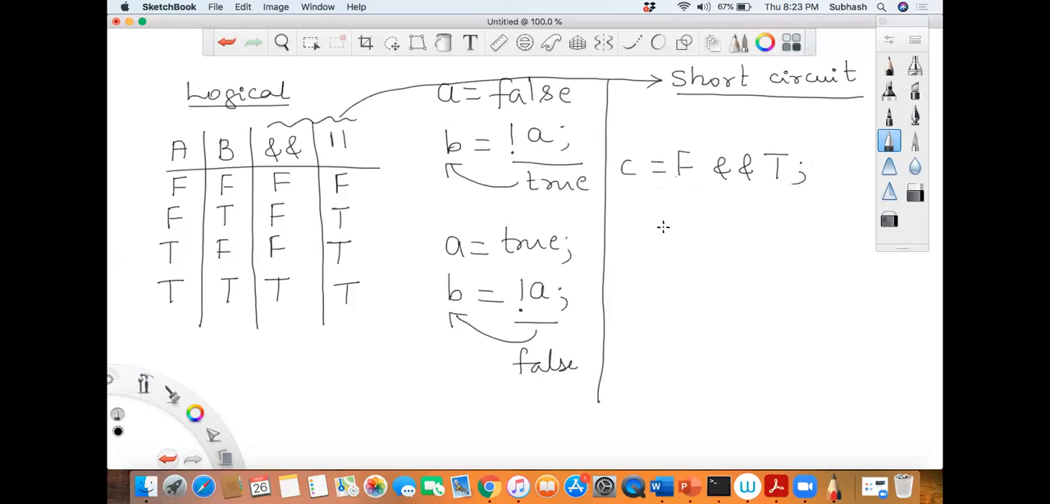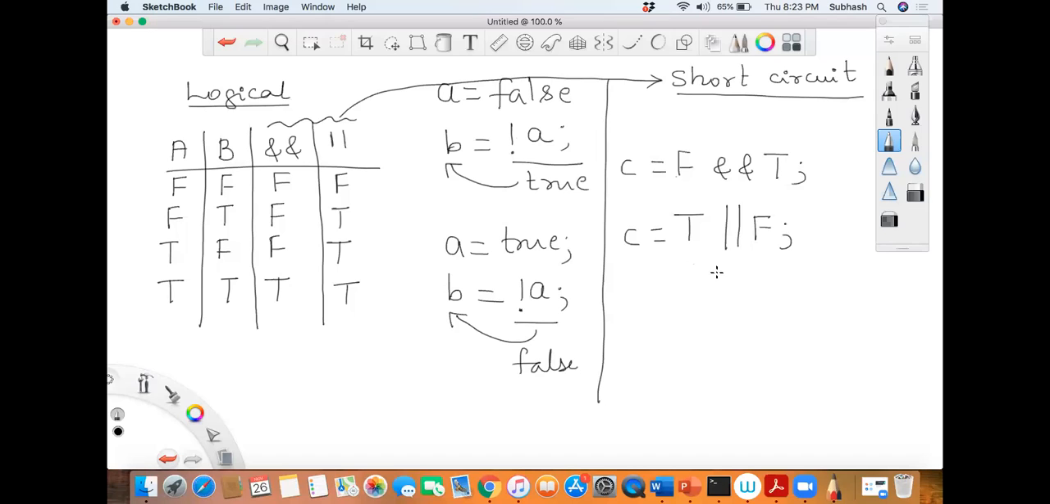Now let me tell you one more thing. Now, OR. Listen to me. What happens? True OR false. Now tell me, what will be the result of this?